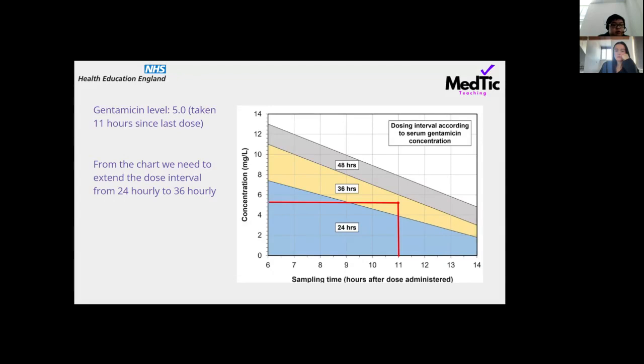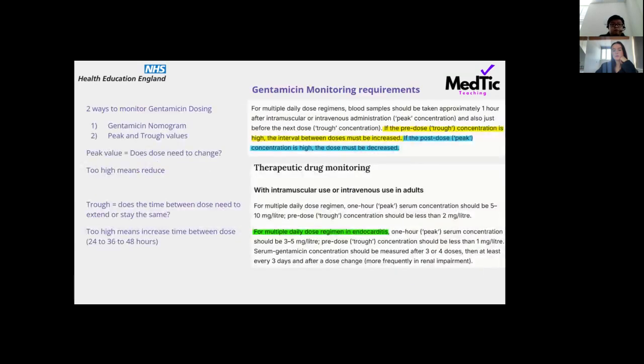Then we need to look in the chart. Okay, they've given 5.0, so we mark 5.0 on the y-axis. Then we want to see the sampling time, so the time that was taken from the dose given at 11. Once those points intersect, they intersect within the 36-hour region of this nomogram. So therefore, the best thing that we need to do is increase the interval of the dose to 36 hourly while not changing the dose.